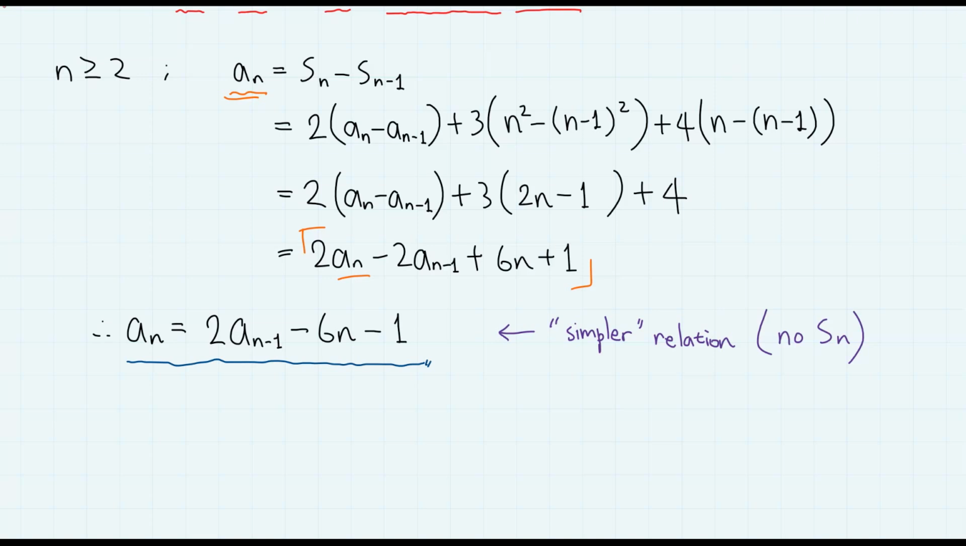This is what I would call the simpler recurrence relation, since it does not contain the partial sum. But how do we solve this?